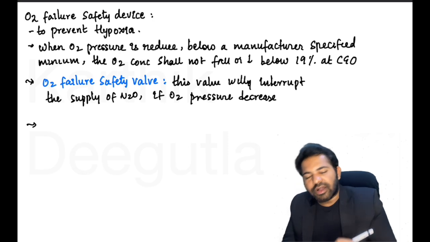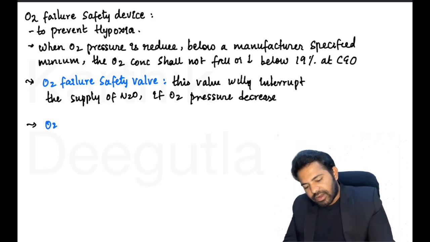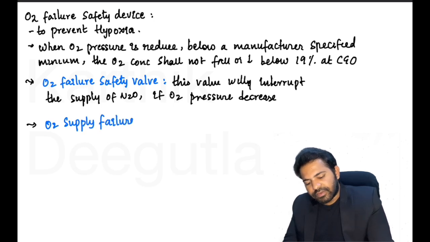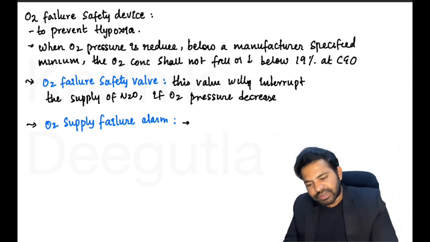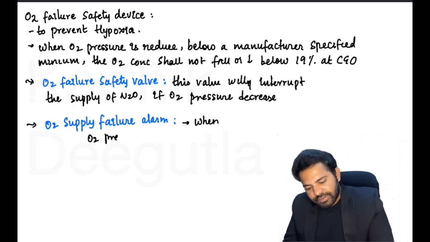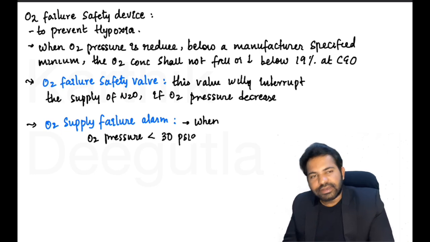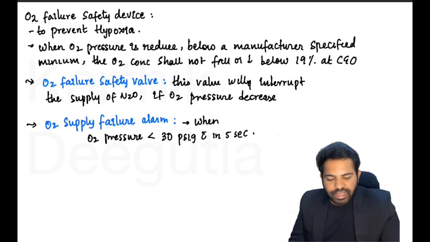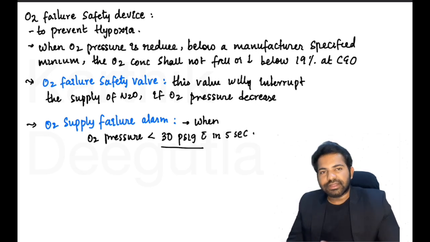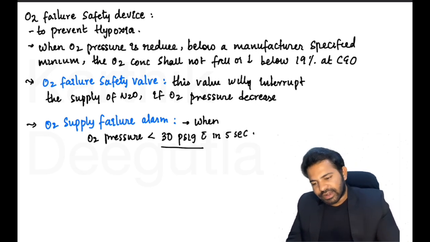Then we have something called oxygen supply failure alarm. And when is this oxygen supply failure alarm activated? When the oxygen pressure falls below a certain pressure. When oxygen pressure is less than 30 psig within 5 seconds. At this pressure or below, the activation of the oxygen pressure failure alarm will take place.